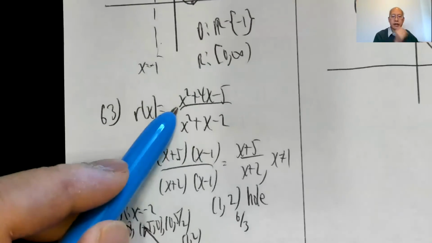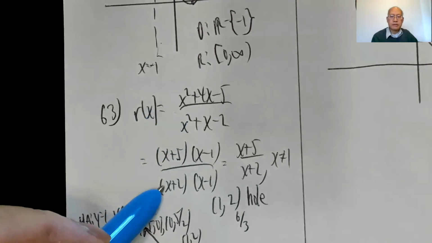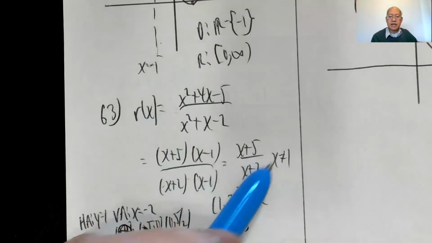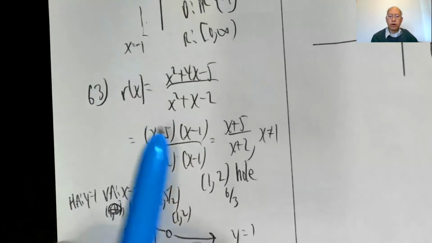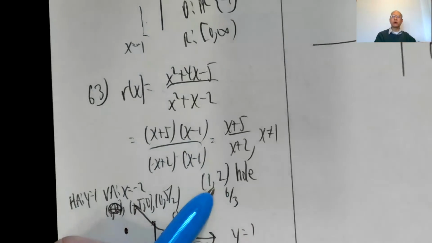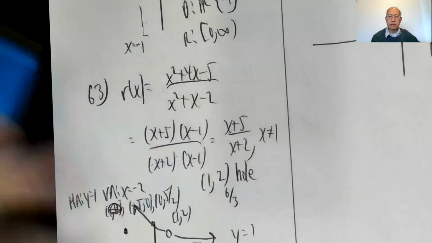63, if you factor, you get (x plus 5)(x minus 1) over (x plus 2)(x minus 1). These cancel out as long as x is not equal to 1. So at 1, plug in 1, you get 6 over 3, which is 2. (1, 2) will be a hole. So I'll just go ahead and graph this, but there's a hole at (1, 2).